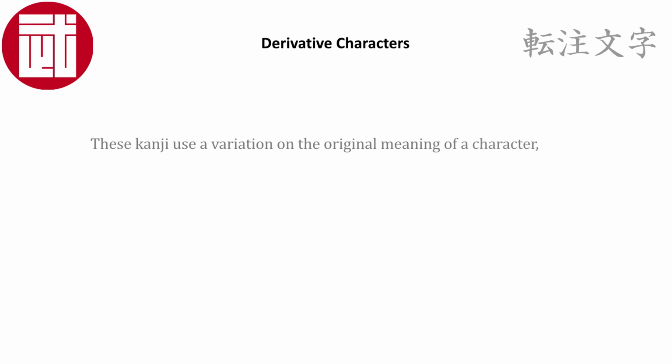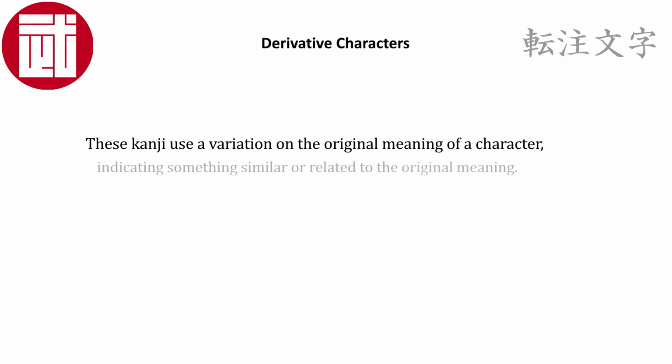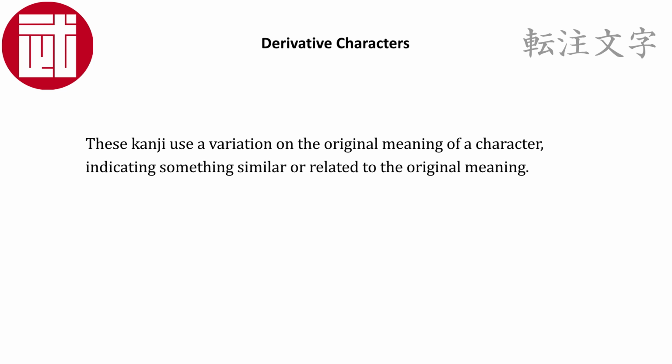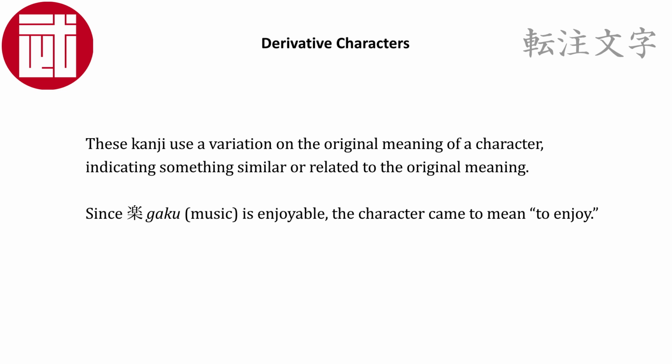Derivative characters. These use a variation on the original meaning of a character to indicate something similar or related to the original meaning. For example, the character gaku, meaning music, is enjoyable. So, the character came to also mean to enjoy or have fun.